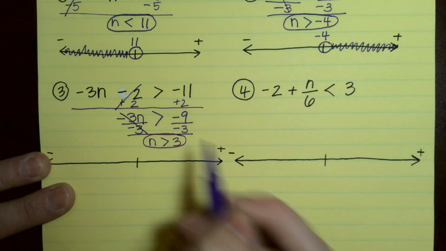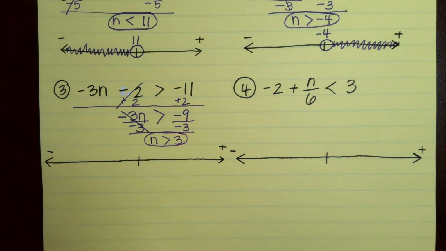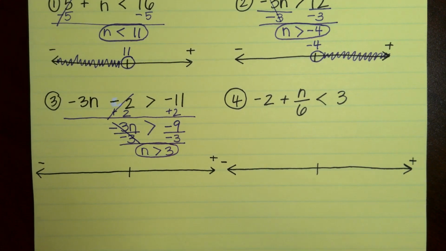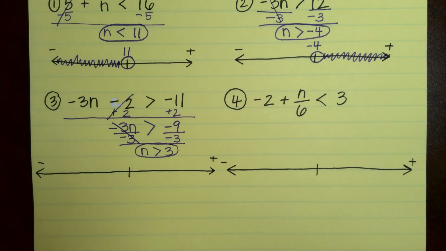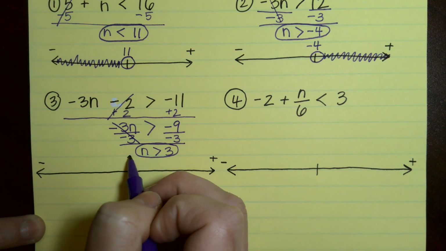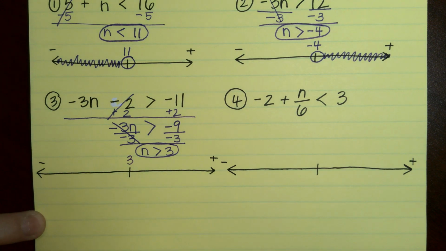And we circle it. So how can I show that on my graph? How can I show that n is any number larger than 3? On the middle line. Right there. Yep, we're going to label our tick mark with a 3.